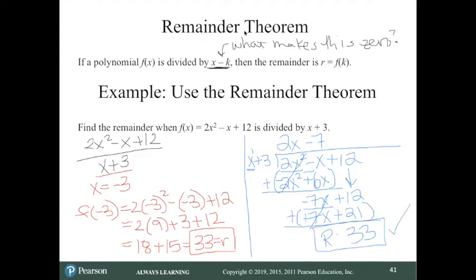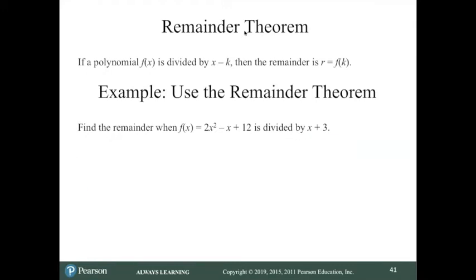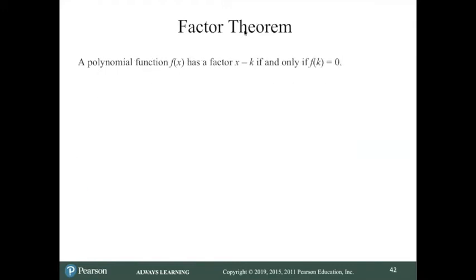Notice we got the same answer both ways. That's what the remainder theorem says. Instead of doing division, I can substitute the value that would make my denominator 0 into the numerator, and I will end up with the value of the remainder. Let's take a look at why that's useful.